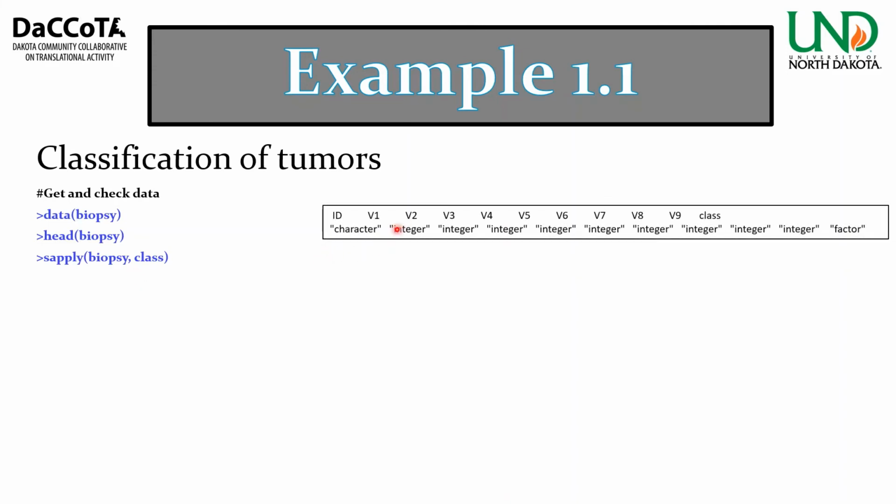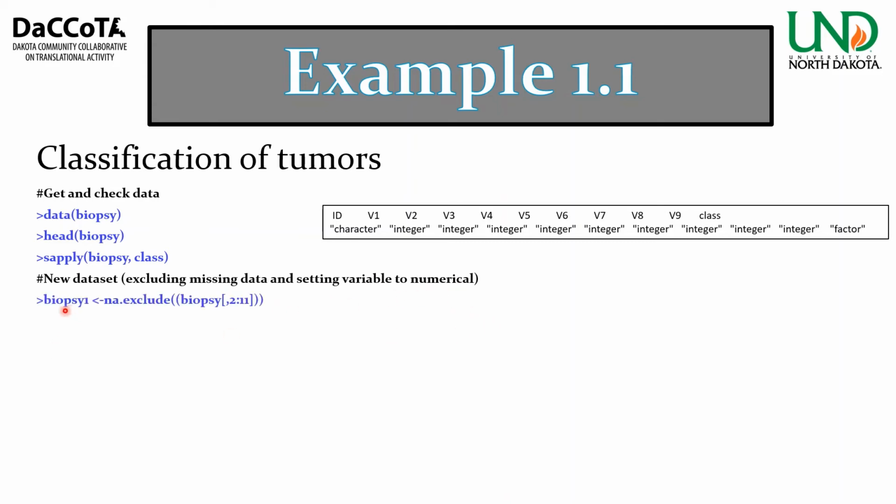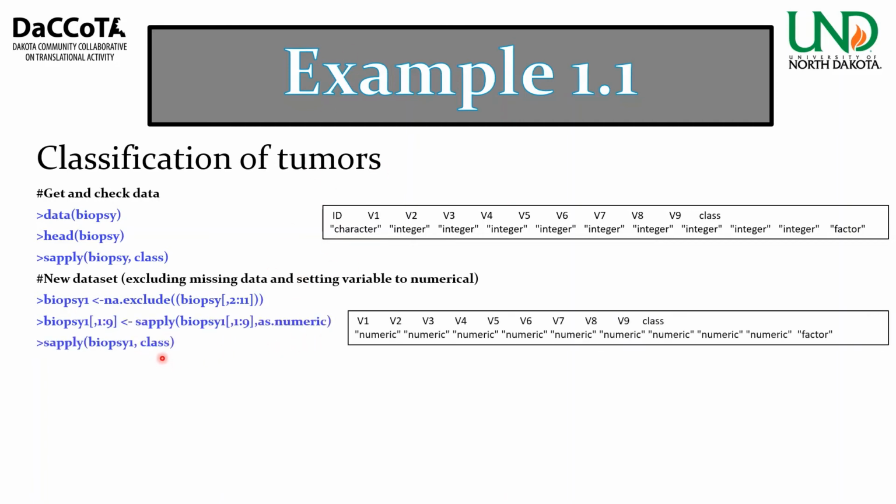And then we can see here, these are all the variables. These are all integers. I think for our first part here, we want to treat these as numeric. So we're going to exclude some missing data because there's that, and then set variables to numeric. We're actually going to cut out character because we won't need that. Apply it, make it numeric, and check it again. And okay, this all looks good, numeric, and then our class is our factor.